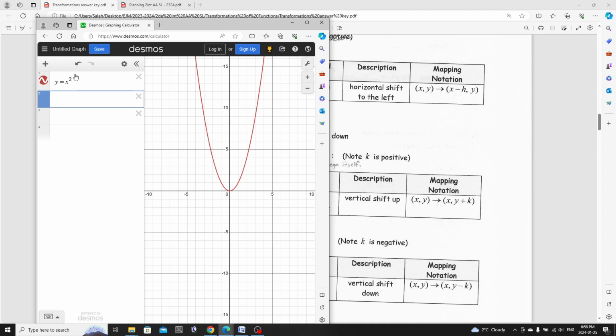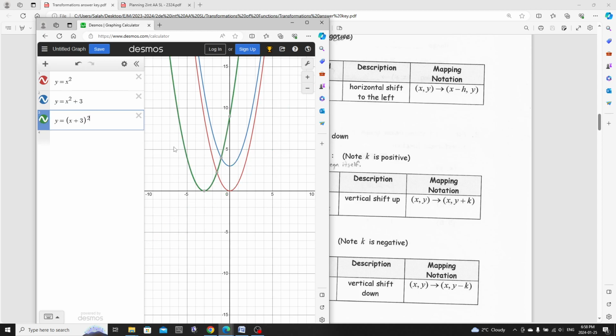So I've got y equals x squared. Now, if I say y equals x squared, and let's say I want to shift it up 3 units, I'm going to say x squared plus 3. So this is y equals x squared plus 3. That means that your parabola shifted up 3 units. Notice that this is not the same thing as y equals (x plus 3) squared. Okay, (x plus 3) squared is a shift to the left, right?